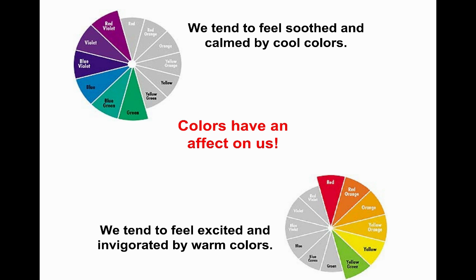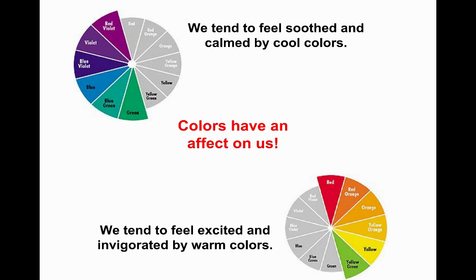Now, the colors that we see affect us, and they tend to make us feel a certain way. We tend to feel soothed and calmed by cool colors, which we said were the blues, purples, and greens, and excited and interested and invigorated by the warm colors, the red, orange, and yellow spectrum. So you want to think about, if you're trying to convey information that you want to be soothing, for example, then what colors would be appropriate for that?